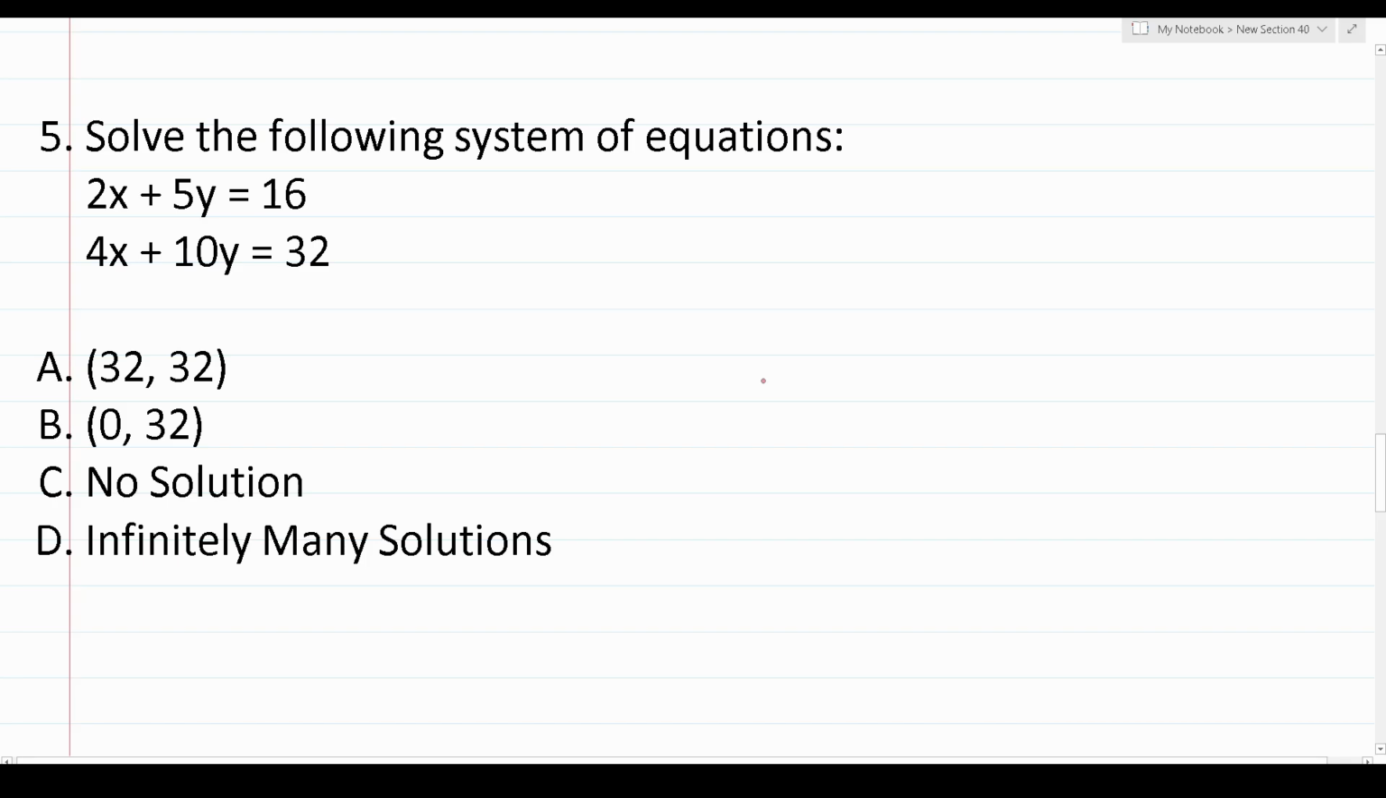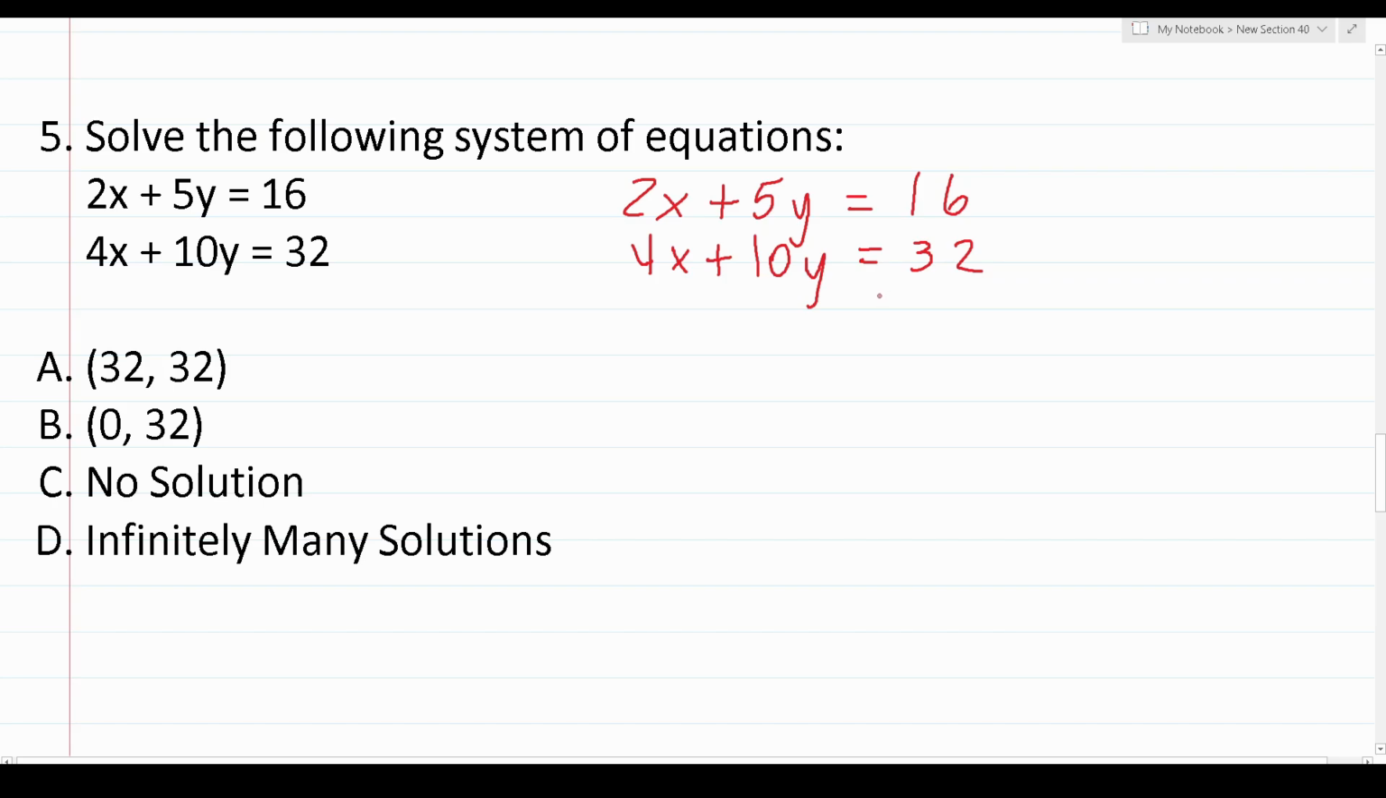All right, number 5 says solve the following system of equations. We have 2x plus 5y equals 16 and 4x plus 10y equals 32. I'm going to start by copying this off to the side. We have 2x plus 5y equals 16, and then we have 4x plus 10y equals 32.